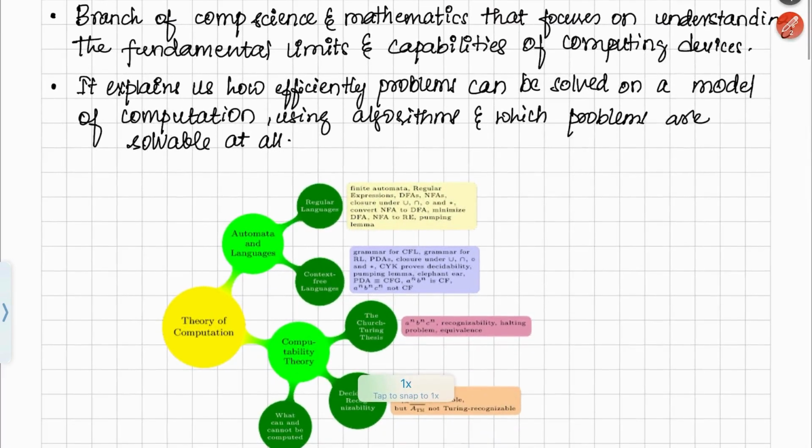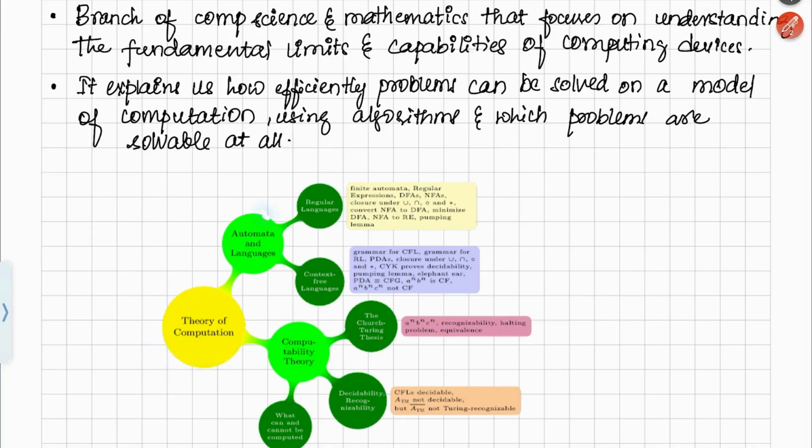Looking at the other definition, it explains how efficiently problems can be solved on a model of computation using different algorithms. Along with that, we also check if the problems are solvable or not. When we further look into the key areas of theory of computation, we come across the problems which can be solved or the problems which cannot be solved. It is called computational theory.